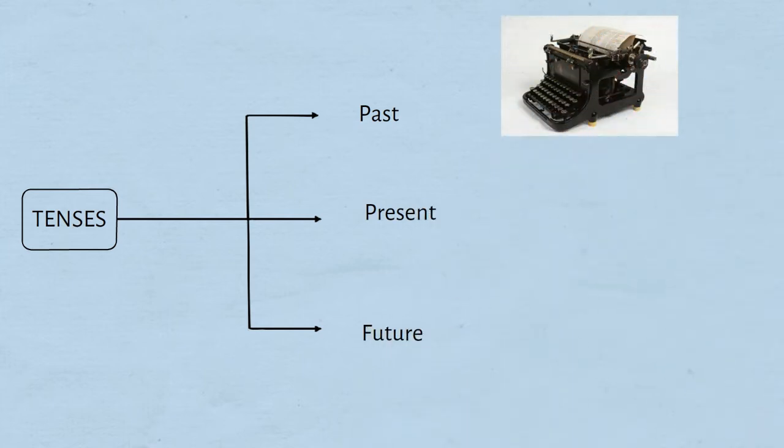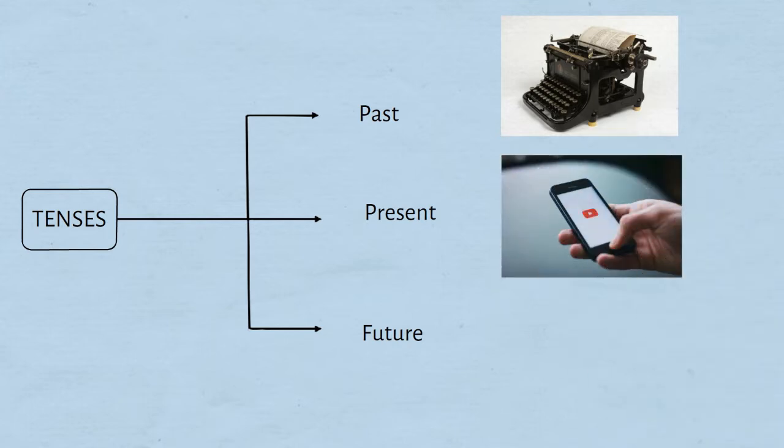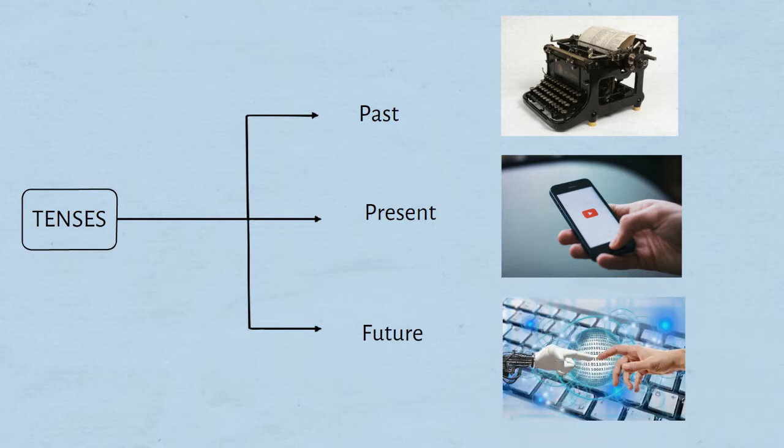Past tense means that the actions or the activities that have already taken place. It may be an hour ago, the previous day, last week, a month ago, and so on. Present tense represents the activities that are taking place right now, like you are watching a YouTube video. Future tense means the actions are yet to happen and will take place in the future.